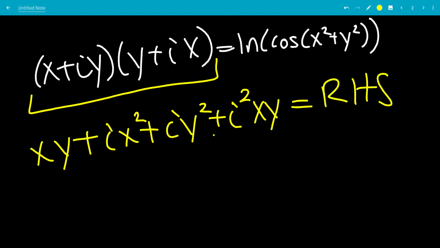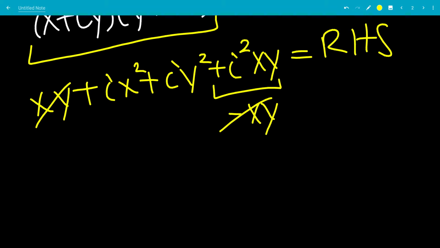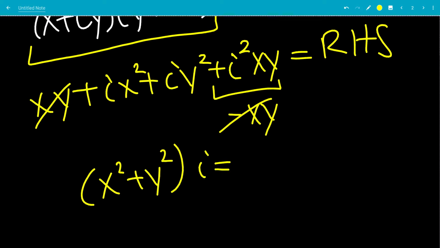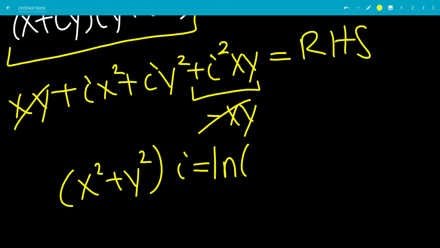Okay. i squared xy, i squared is -1, so we have -1 times xy, which is minus xy. xy and minus xy will cancel, so we'll have i times x squared plus i times y squared. We can factor out i to the back, so we're going to have x squared plus y squared, all multiplied by i, equals the right-hand side, ln of cosine of x squared plus y squared.